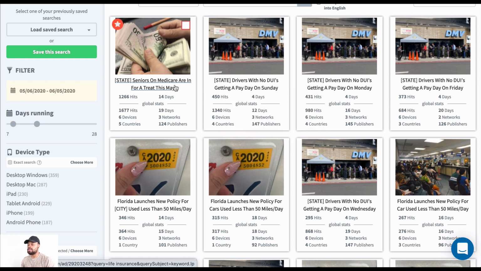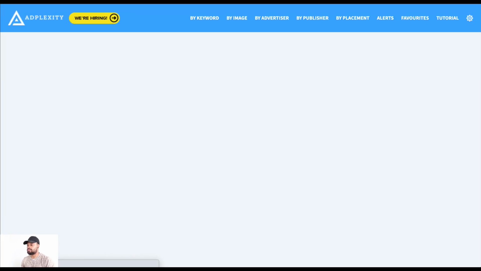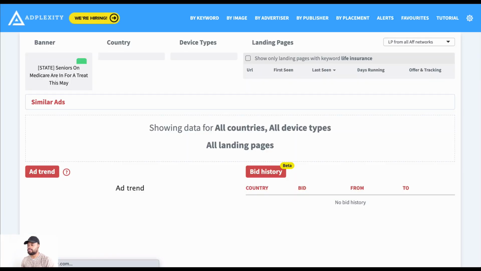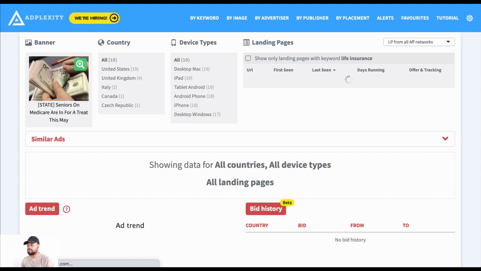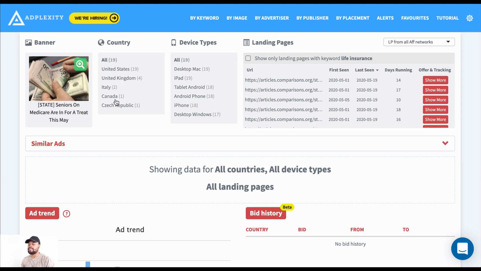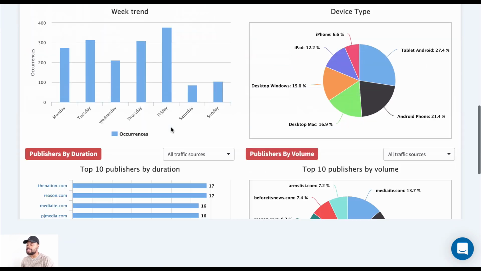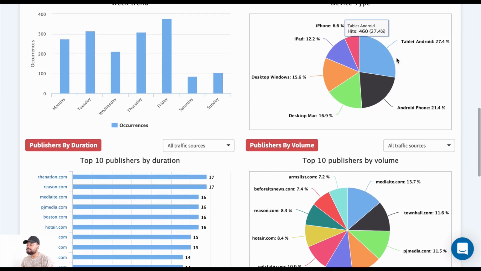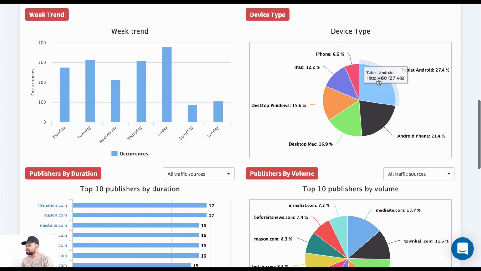So let's take a look. Seniors on Medicare are in for a treat this May. So let's click on this ad. All right, first thing I can see is this ad is being run in the US, UK, Italy, Canada, and Czech Republic. So I'll write that down, all the different geos. I can see all the different device types. You can go into that data a bit deeper over here. You can see essentially the spread, what percentages each device is acquiring.